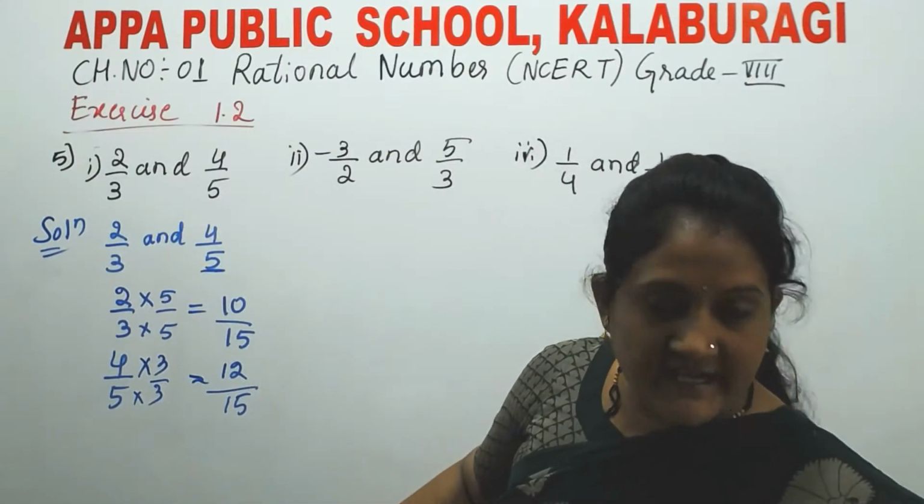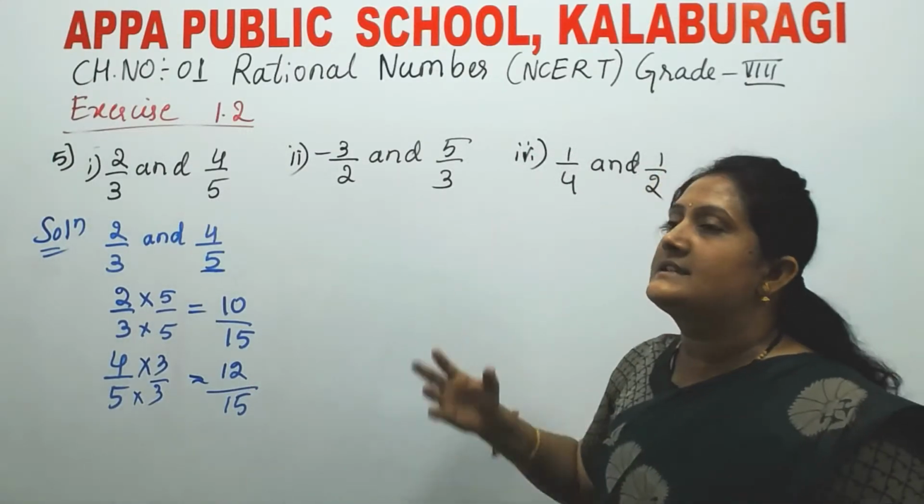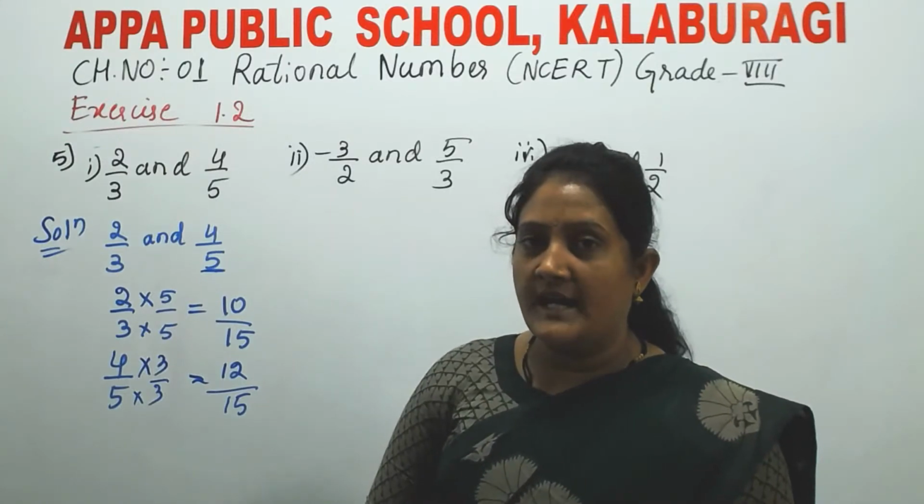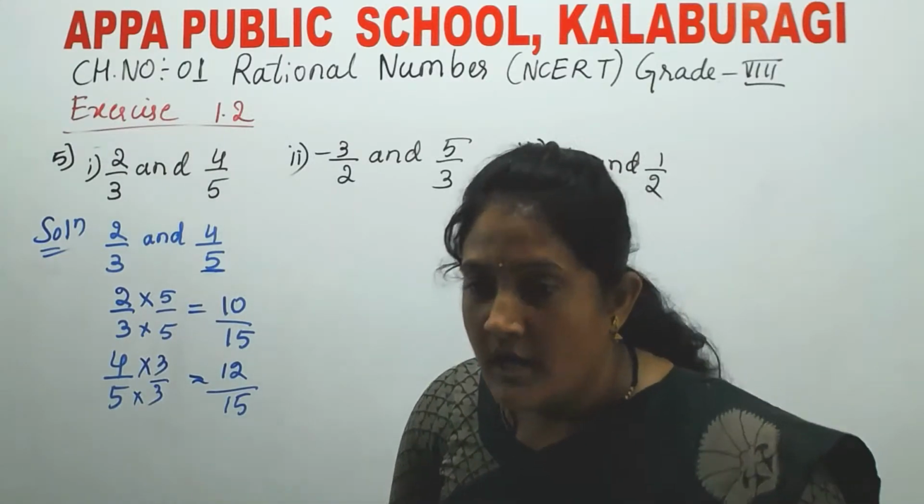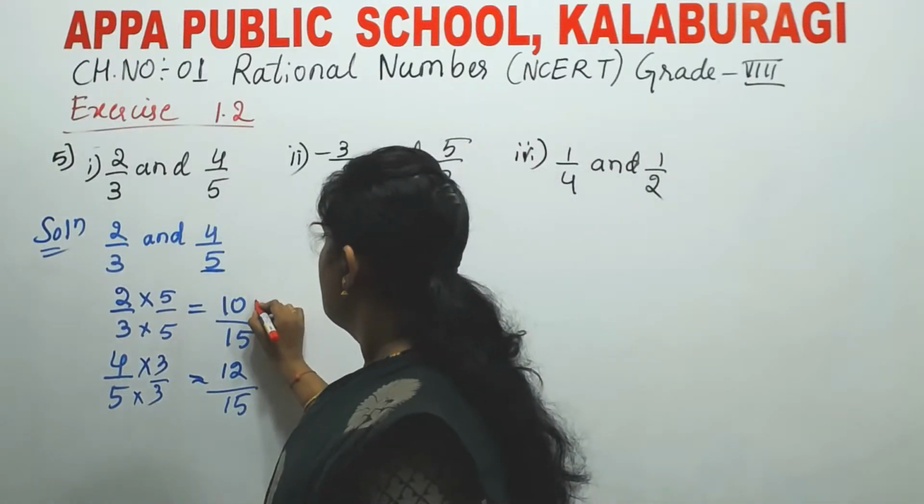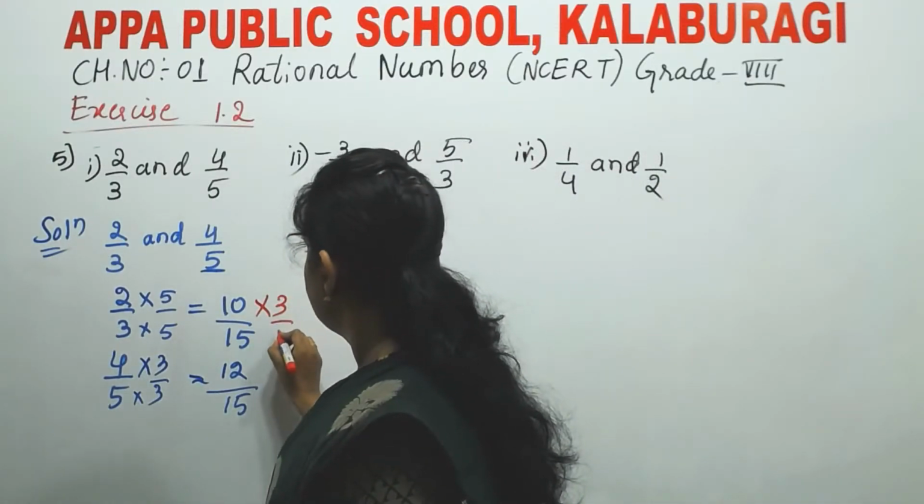So what do we have to do next? What is our next step? We are not getting sufficient rational numbers here. 5 rational numbers we are not getting, right? So what do we have to do? Multiply by 3. Okay, we'll try. So multiply by 3, whether we get 5 rational numbers.